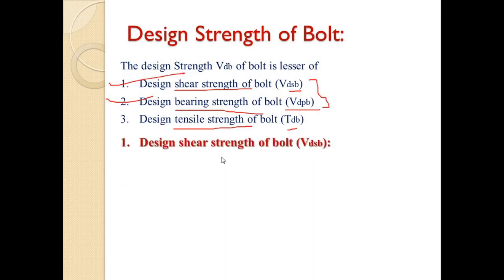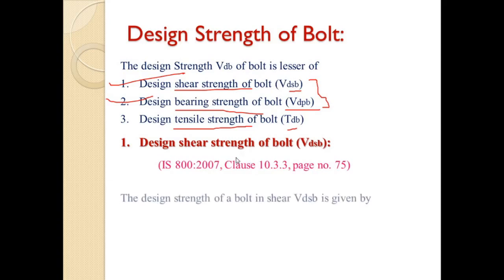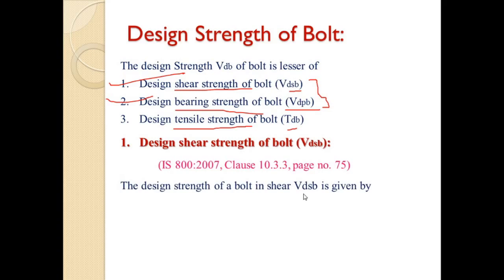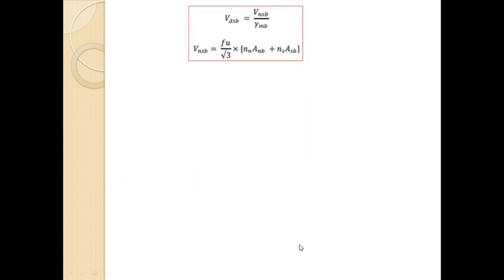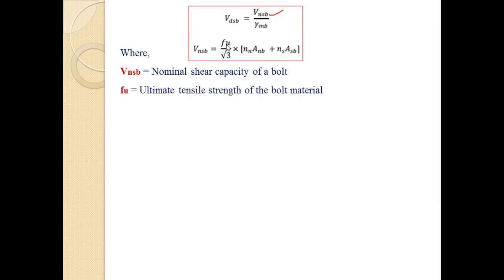So let us see first the design strength of bolt in shear, that is VDSB. IS 800:2007 clause number 10.3.3, page number 75, gives the design shear strength of bolt. Design shear strength of bolt VDSB is equal to VNSB upon gamma MB, where VNSB is equal to Fu upon root 3 into (Nn ANB plus Ns ASB). Here Fu is the ultimate tensile strength of bolt material.